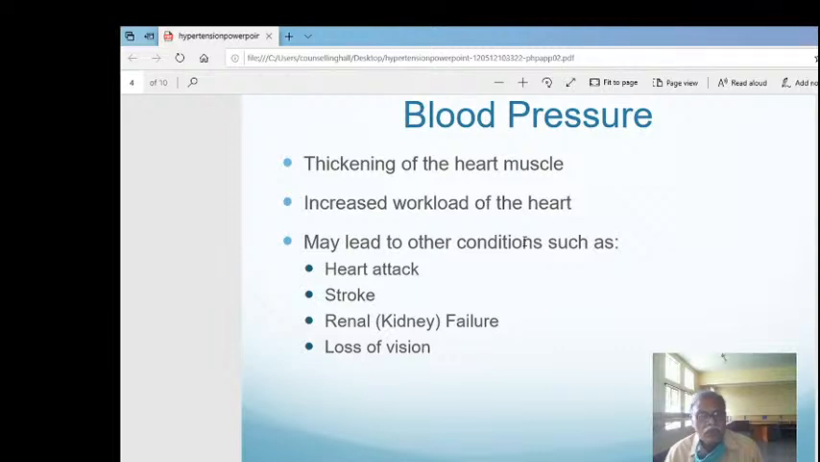It may lead to other conditions such as heart attack, that's myocardial infarction, stroke, or may lead to renal failure due to chronic glomerular sclerosis, or may lead to loss of vision because of high blood pressure, and increased incidence of retinopathy. Grades 3 and 4 may lead to a loss of vision.